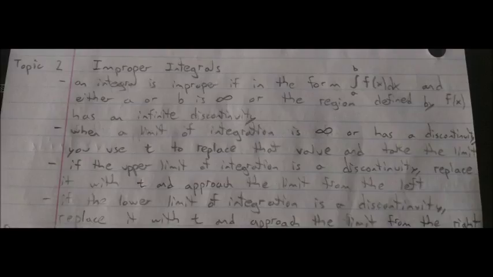When a limit of integration is infinity or has a discontinuity, you can plug t in for that value to replace it, and then you can take the limit as t approaches that value of the integral so that you can actually solve it. If the upper limit of integration is a discontinuity, you can replace it with t, and then you approach the limit from the left because that's the side that you're taking the integral of, and vice versa. If the lower limit of the integration is a discontinuity, you replace it with t and approach it from the right.